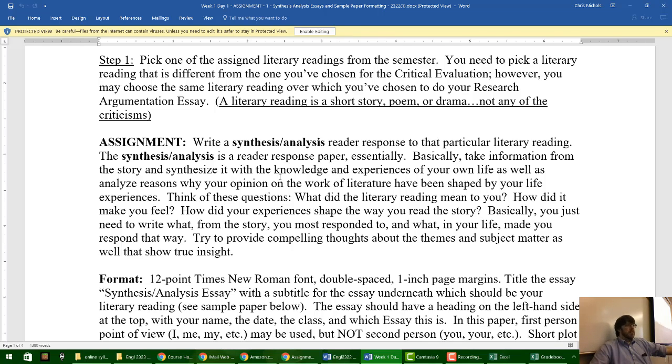What did the literary reading mean to you? How did it make you feel? How did your experiences shape the way you read the story? You need to write what from the story you most responded to, and then what in your life made you respond in that way.